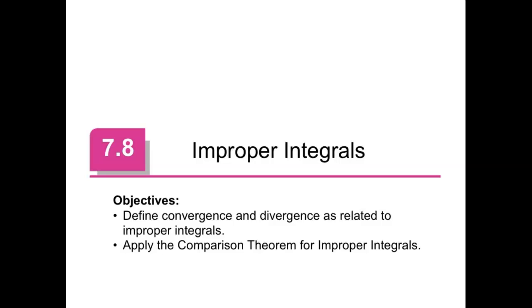Okay, so 7.8 is over improper integrals. It's going to be our last section in this unit. Basically, an improper integral is when you have an integral whose limits are either infinite or one of the limits is a vertical asymptote. That's basically it.